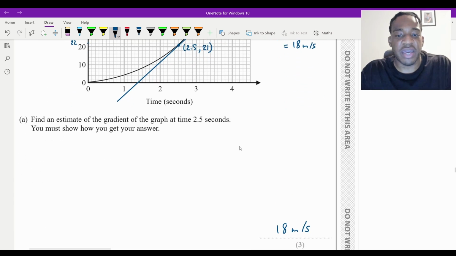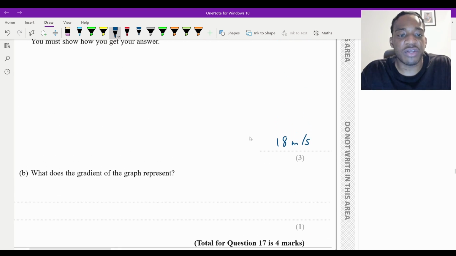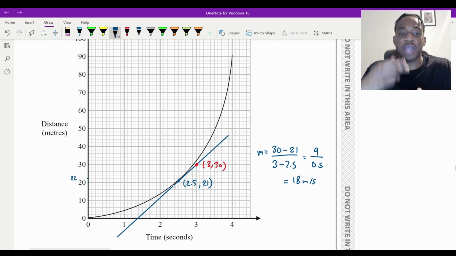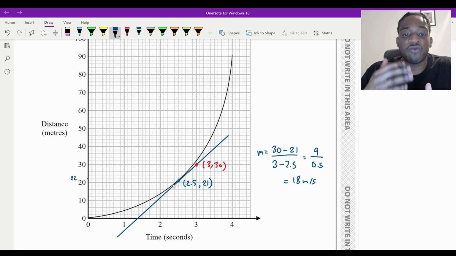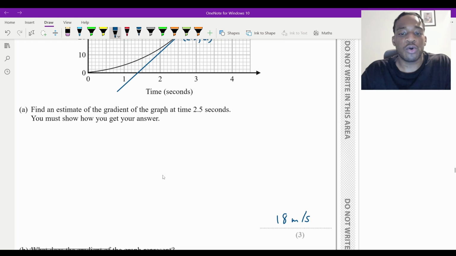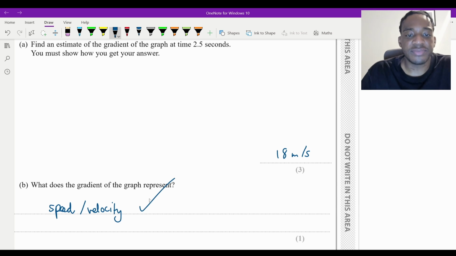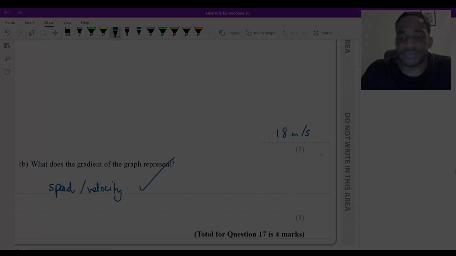Now, that's part A. Part B says, what does the gradient of the graph represent? Now, what are we dealing with? We're dealing with a distance time graph. And you should know that the gradient of a distance time graph just represents the speed or velocity. So all you have to do here is write, this represents the speed slash velocity. Either one will give you the mark. And that's it. That's question 17 finished.